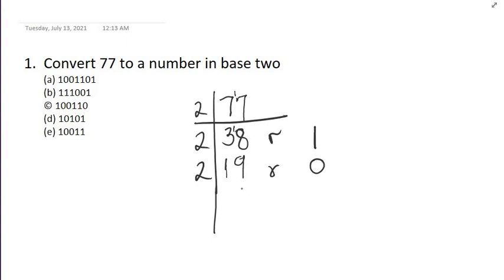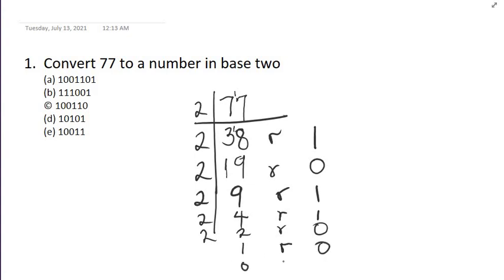19 divided by 2 will give us 9, remainder 1. 9 divided by 2 will give us 4, remainder 1. 4 divided by 2 will give us 2, remainder 0. 2 divided by 2 will give us 1, remainder 0. So bring the 0 here, bring the last one here. From down you count upwards. That's how to convert to base 2.